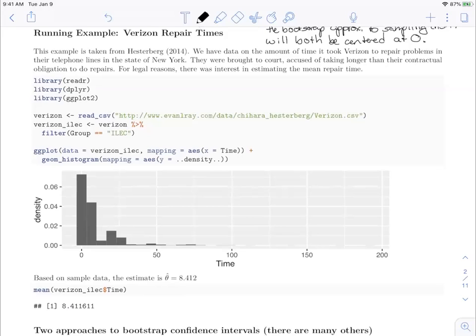So our goal here is to get an estimate of the average repair time. And I can really just get that by taking the mean of the times. This is 8.411611. I think that's in units of days. So it took about, on average, 8 days to fix their problems.